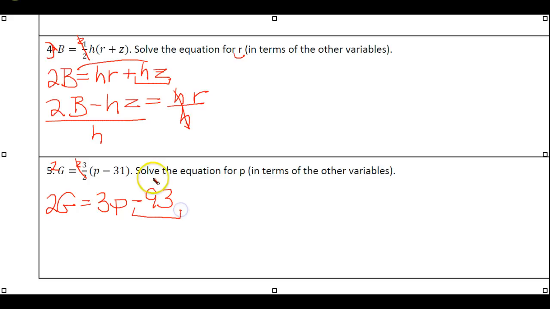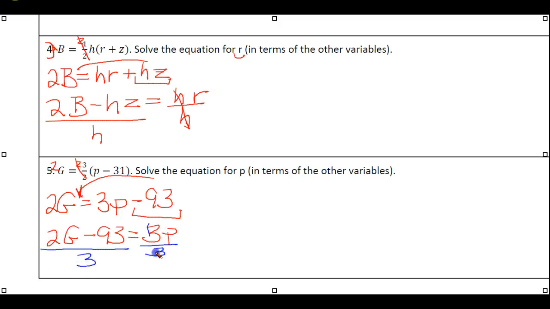Transpose this now to the other side, and we get 2g minus 93 equals 3p. And to get the p alone, we divide both sides by 3. So p equals this.